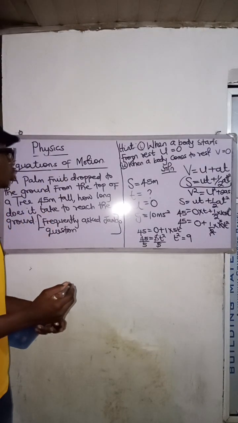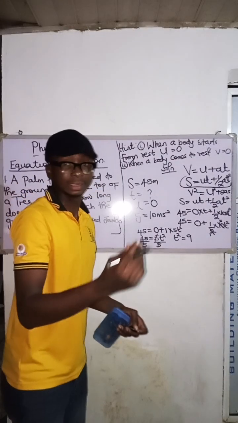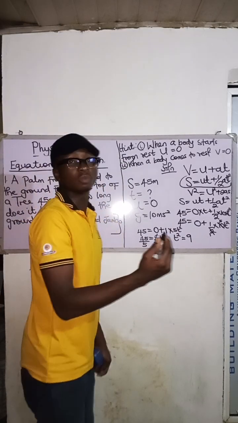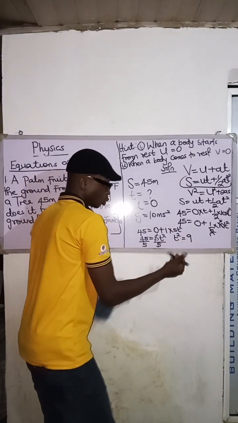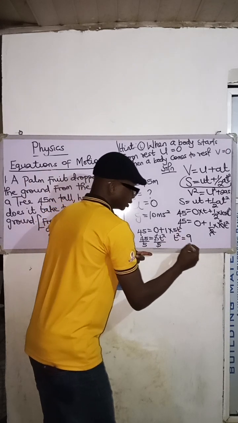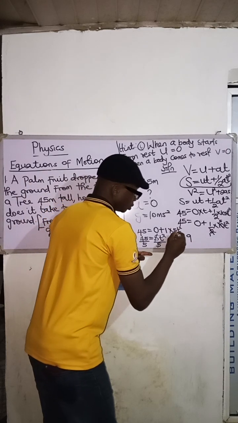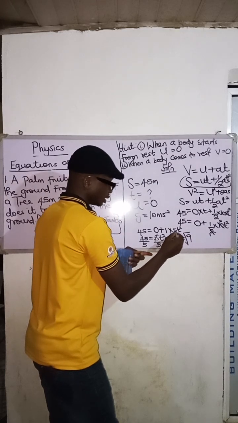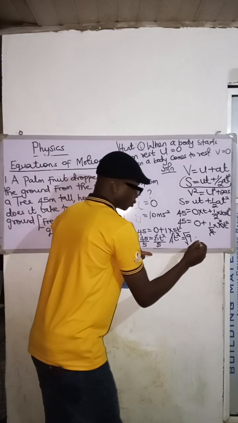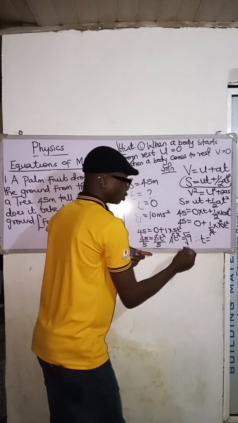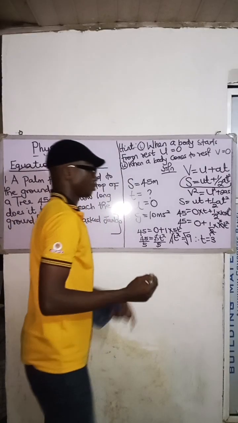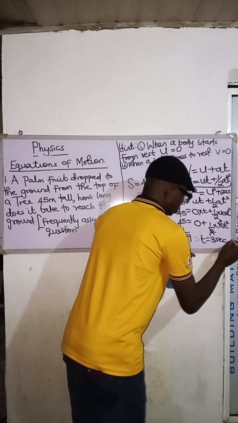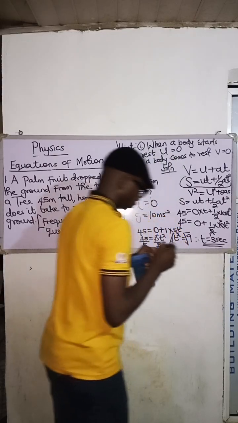Now, we are not looking for t squared. We are looking for t. The best thing to do here is to take the square root of both sides because we want to eliminate this square sign. The square root cancels the square. So therefore, t is equal to the square root of 9, which is 3. 3 what? The unit of time is seconds. So 3 seconds.